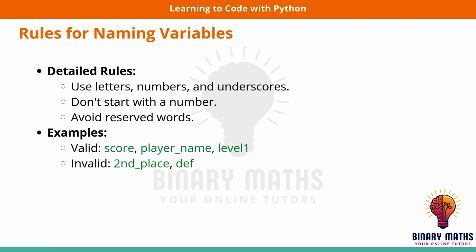When naming variables in Python, there are specific rules to follow to ensure your code runs correctly. Use letters, numbers, and underscores, but the name must start with a letter or an underscore, not a number. Avoid using reserved words like class or def as variable names. For example, score, player, name, and level1 are valid variable names, while second place and def are not. Following these rules helps keep your code clear and error-free, making it easier to read and understand.